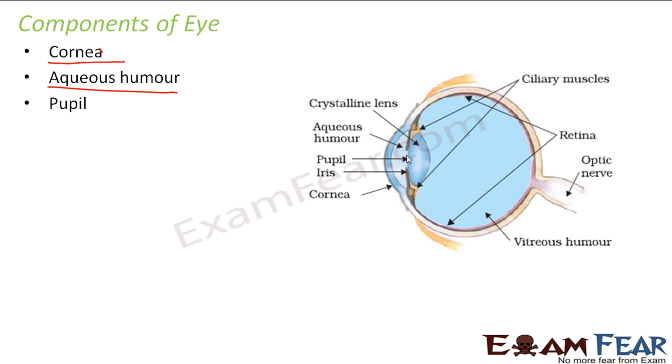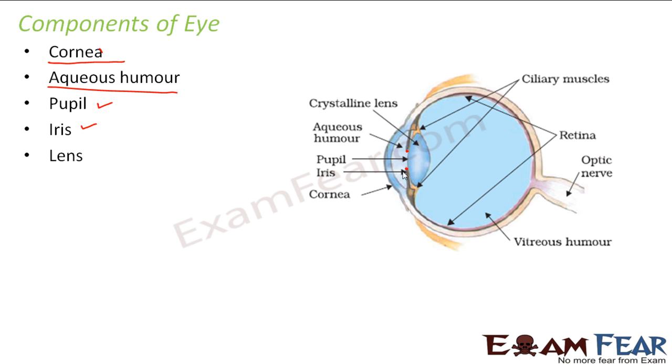Next comes a small opening. As you can see here, this small opening is termed the pupil. A little beyond that comes the iris, which makes this small opening. As you can see here, this black colored structure is the iris, and it actually controls the size of the pupil. You can see here, when the iris comes closer together, your pupil will become smaller. When they move away from each other, the pupil will increase in size.